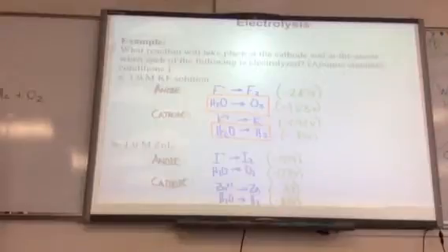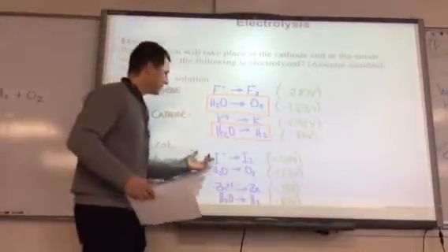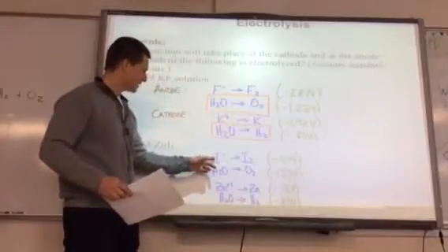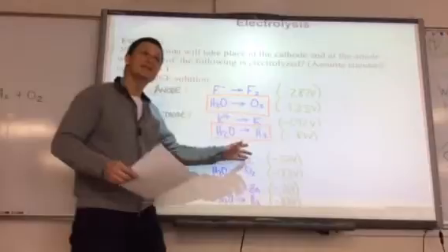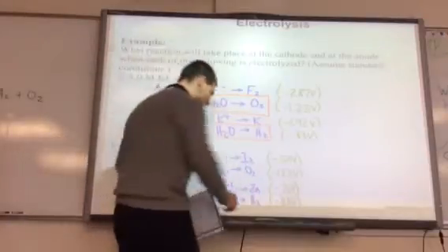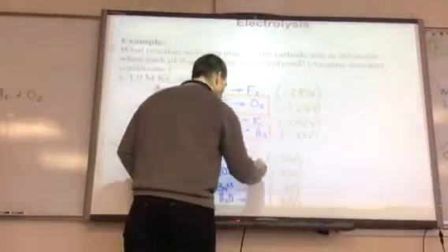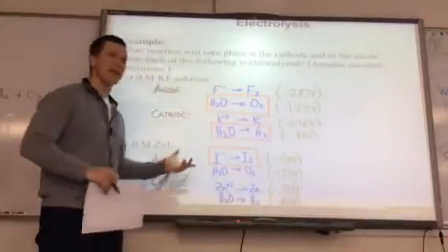You identify who oxidizes and who reduces? Yeah. Good. Between iodide oxidizing and water oxidizing, the one that's more positive, in this case, is not the water. It's the iodide ion. So what would we observe at the anode?